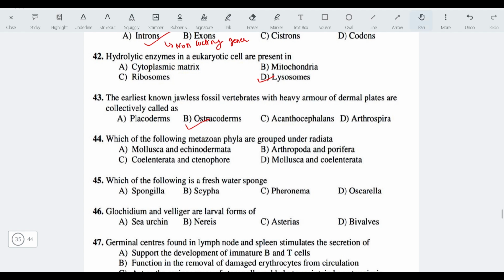Next question, which of the following metazoan phyla are grouped under Radiata? The correct answer is Coelenterata and Ctenophora, right? These phyla exhibit radial symmetry. Next question, which of the following is a freshwater sponge? The correct answer is Spongilla. Next question, Glochidium and Veliger are larval forms of. The answer is bivalves. Bivalves, right?